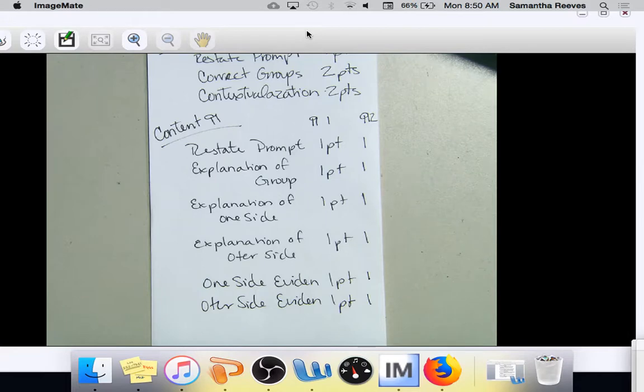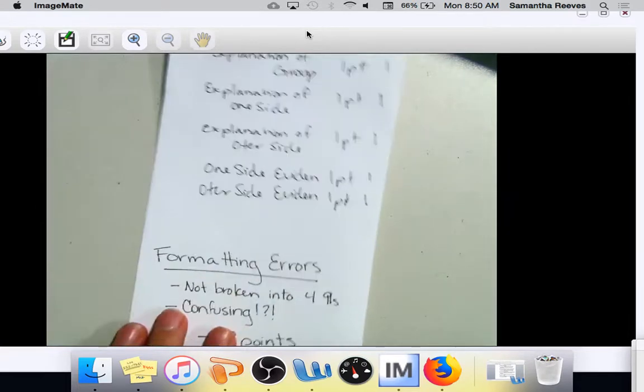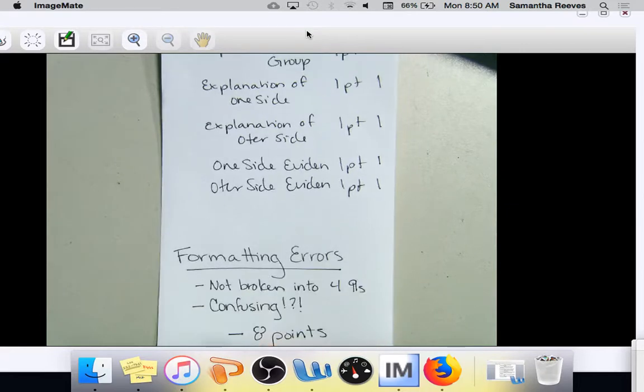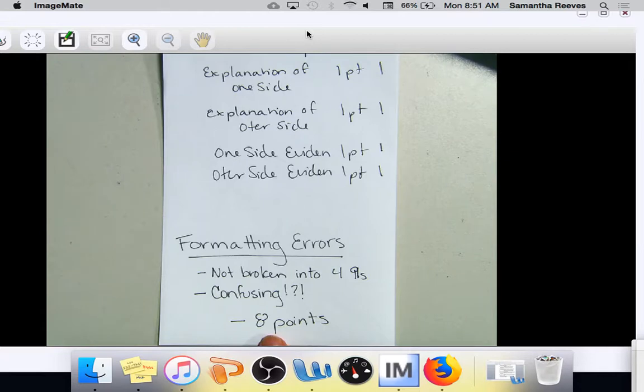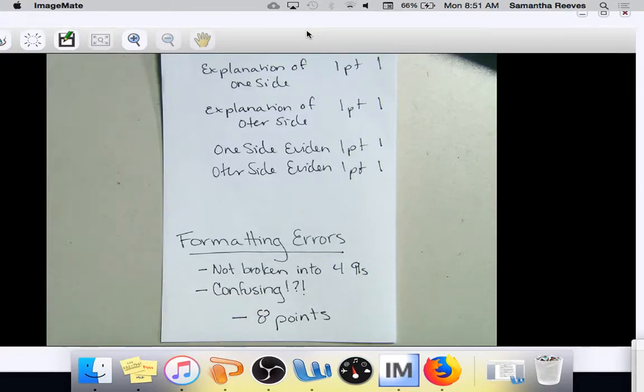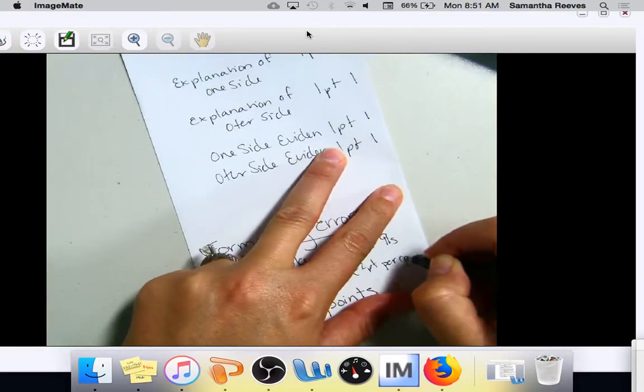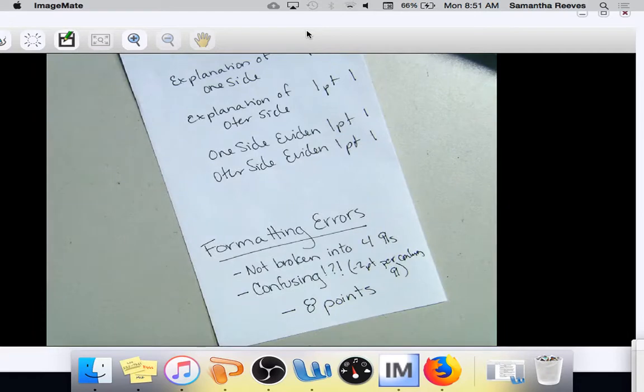Is that correct? Okay, now, ladies and gentlemen, let's talk about formatting. If there are formatting errors, like it is not broken up into four paragraphs, you are taking off 8 points, 2 points per paragraph. It needs to be broken up, ladies and gentlemen. At some point, you have to understand the formatting. Can we agree? This is what we really nailed on the head last time, so I'm hitting it hard. If it's confusing, their examples are confusing and it's not well written, take off 2 points per confusing paragraph. If it is not written well in the format that you're expecting to see, does that make sense? Follow the rubric, and you need to take points off.